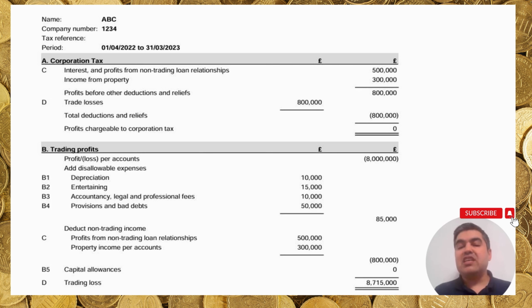So what we did is we used 100,000 worth of trading loss against other income. So eventually there's no corporation tax payable. That's how it looks in practice. We call that a current year claim. Here we had the trading loss set against the current year total profit, which was in the form of interest income and the property income. So that is the first claim.